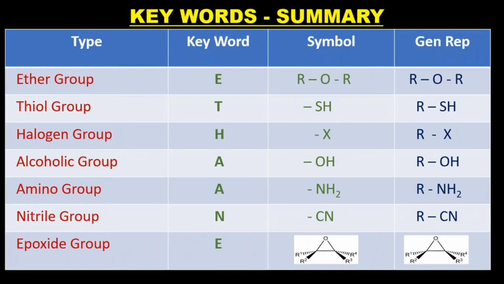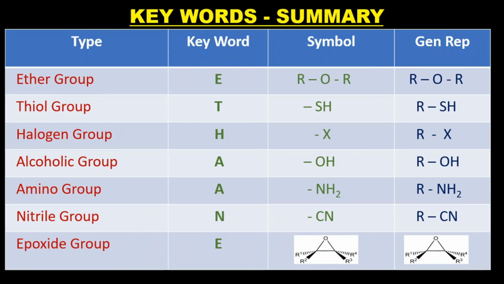Dear students, before signing off, I would like to give you some keywords which would help you to remember these 7 functional groups that we have just studied, and I have arranged them in order of ease of remembering. The first group in this regard is the ether group. The keyword is E. The next is the thiol group. The keyword is T. Then followed by the halogen group. The keyword is H. Then the alcohol group. The keyword is A. Amino group. The keyword is A. Nitrile group. The keyword is N. And at the last, E, that is for the epoxide group.